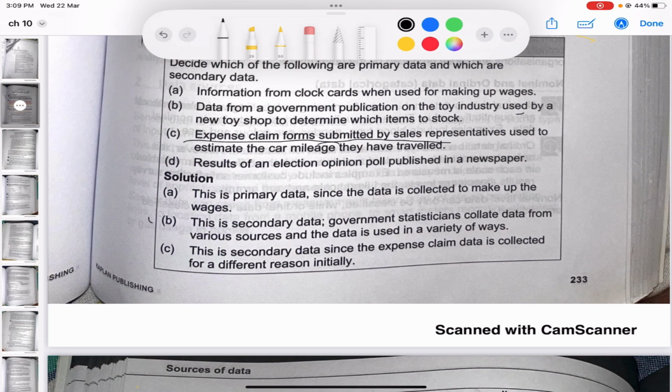Expense claim form submitted by the sales reps used to estimate the car mileage they have traveled. Again, think about the initial purpose of the data. Why was the data collected in the first place? They were expense claims. So in the first hand, it wasn't for measuring the car mileage. So this is a different purpose, right? So that is why it is the secondary data.